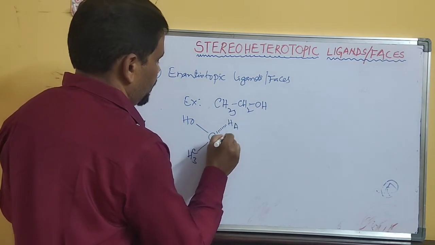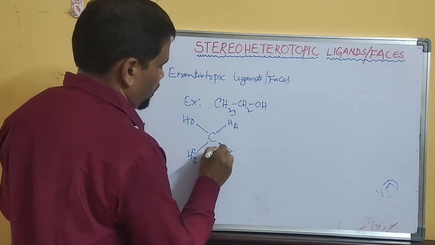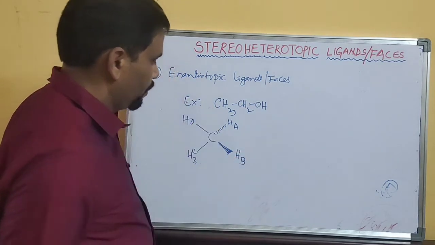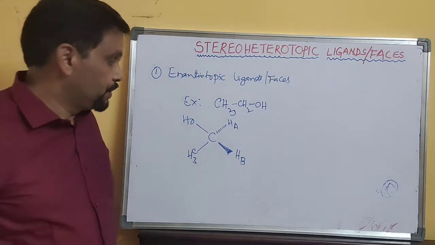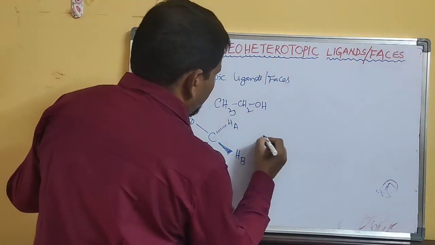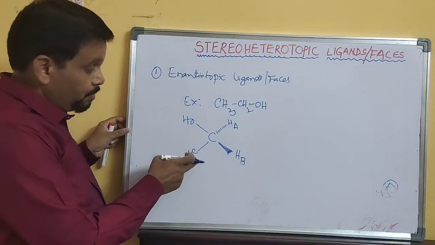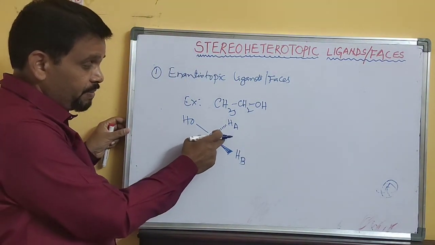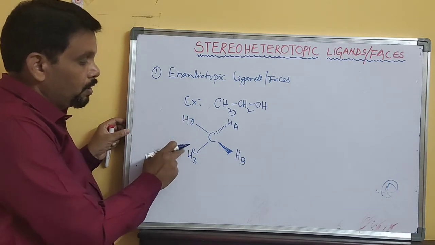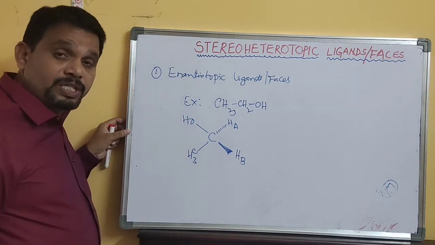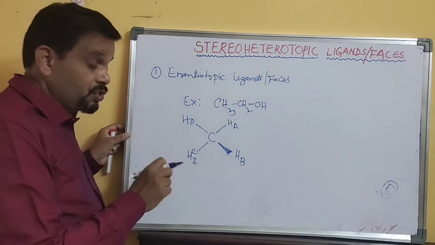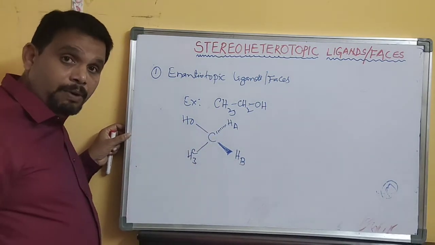HA, HB. Okay, for this structure, just check: is there any Cn symmetry element in this? No, because these two atoms or groups which are attached are different. So there is no Cn axis of symmetry in this molecule.